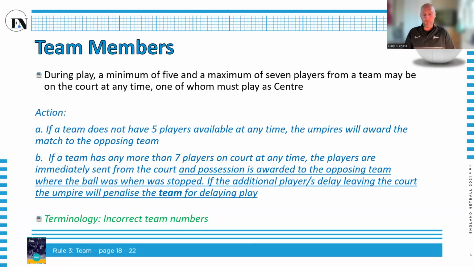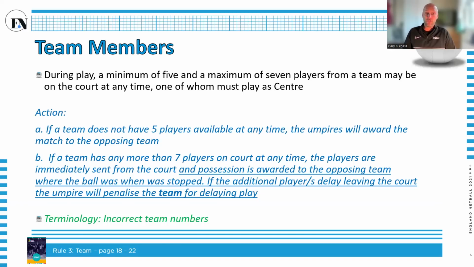Now, the team members rule deals with the fact that a minimum of 5 players and a maximum of 7 players may or must be on court at any time. Okay, one of whom must play centre. Now, this rule talks about what happens if there isn't enough, and also what happens if there are too many. So if a team does not have 5 players available at any time, the umpires will award the match to the opposing team. Simple. You've not got enough players to play, you can't play.